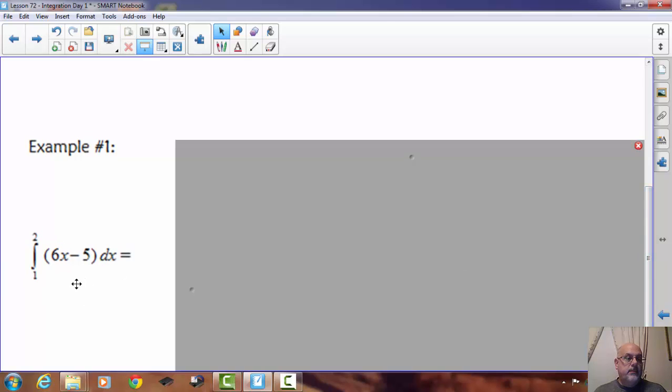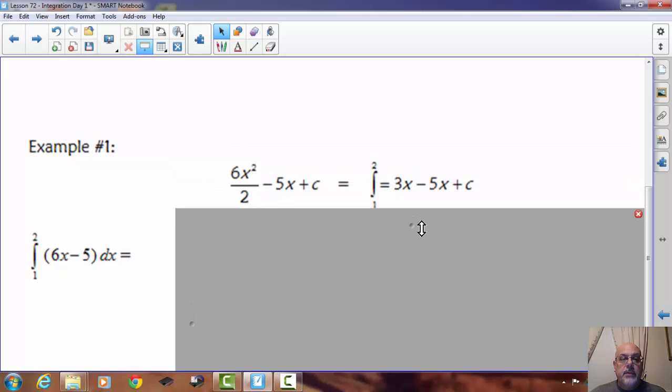Let's take a look at this first one. 6x minus 5. So we want to integrate that. And we want to look at upper and lower limit, upper limit of 2, lower limit of 1. So the first thing we have to do is we go from 6x minus 5 to 6x squared over 2 minus 5x plus c, and we wind up with, okay, clean it up, 3x squared minus 5x. Oh, that should be a squared there, it was a typo. Okay, I'll fix that later. It should be 3x squared minus 5x plus c.